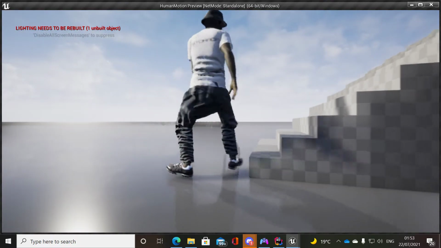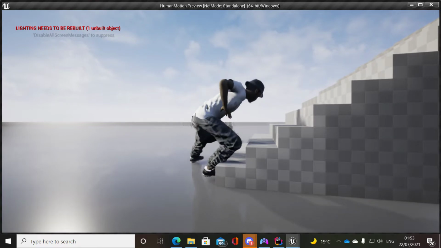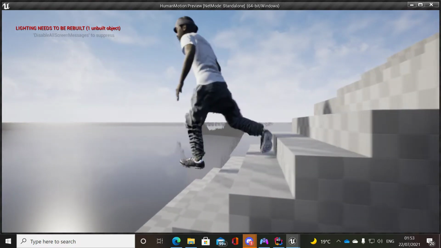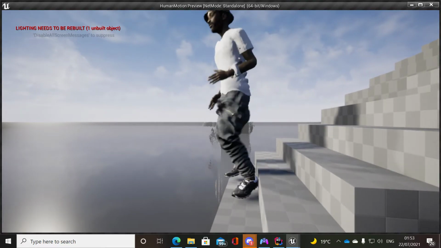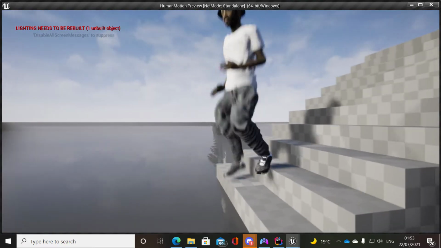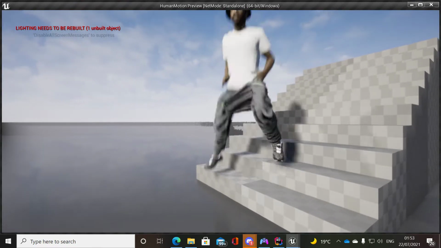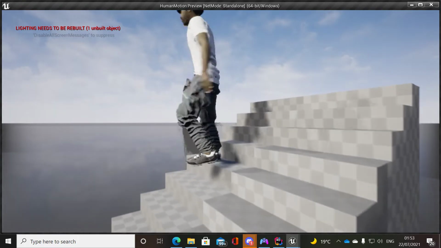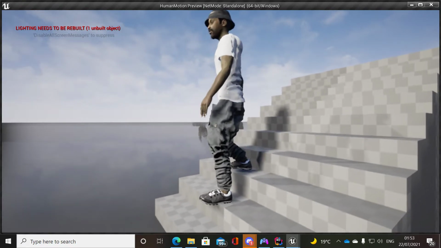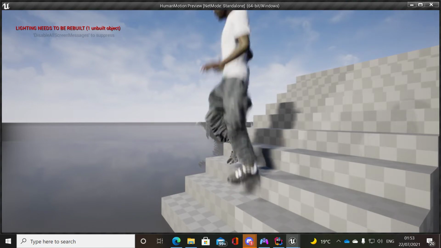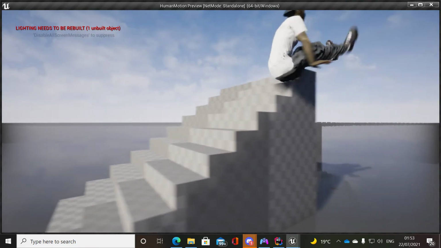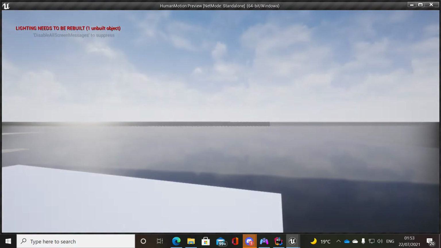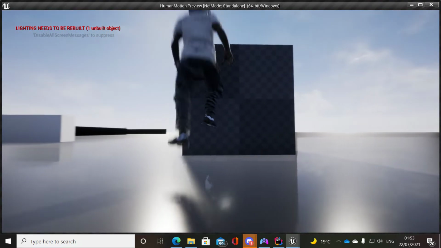Oh, we don't have collision on this mesh. We need to enable collision here, no? No, there is collision, because that's why the character can walk on it. But if you jump through it, I think you can jump through it, right? Yeah, I think we need to enable collision for this mesh.